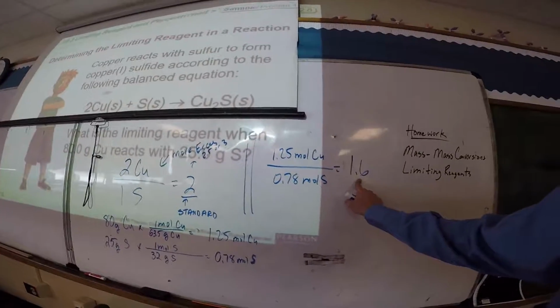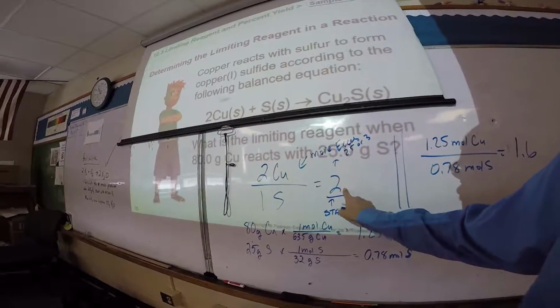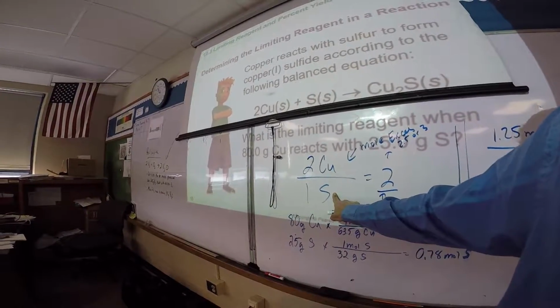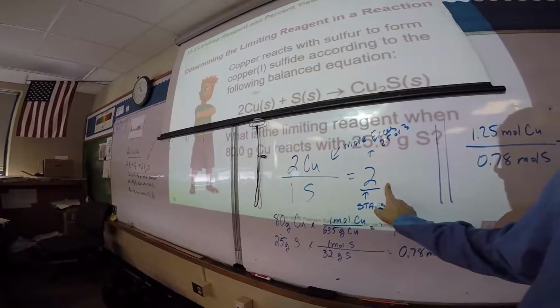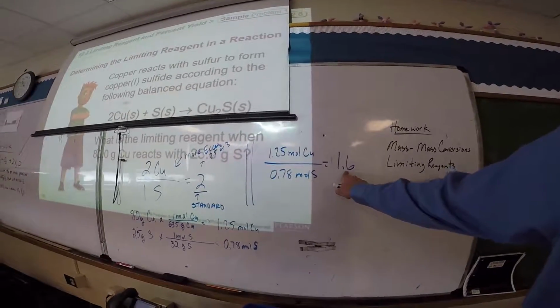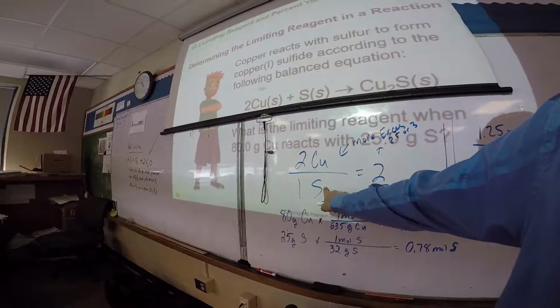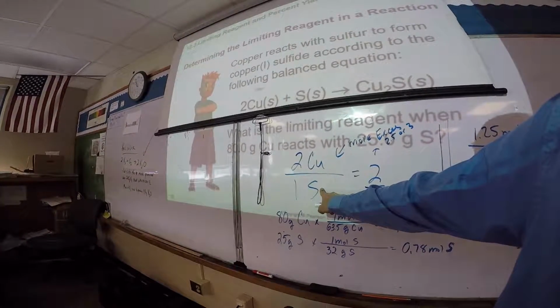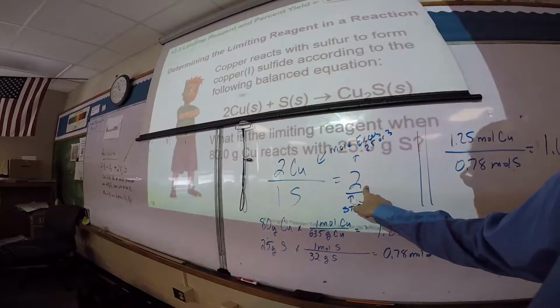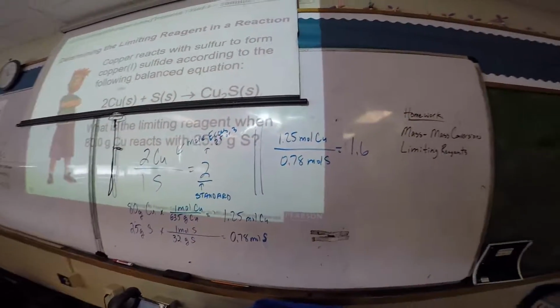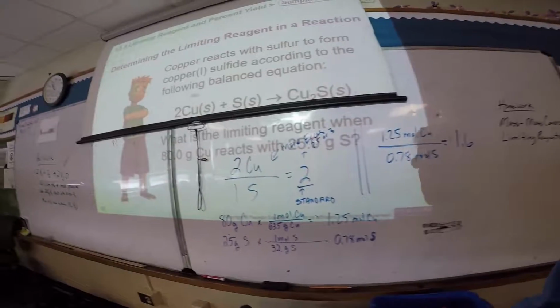We have 1.6. The only way to get 2 lower is to give more of this. Does everybody understand that? If you have a 2-to-1 ratio, a 2, and you have a 1.6 over here, the only way to get this number less is to have more of this. That's going to drive this 2 down. So this sulfur is going to be excess.